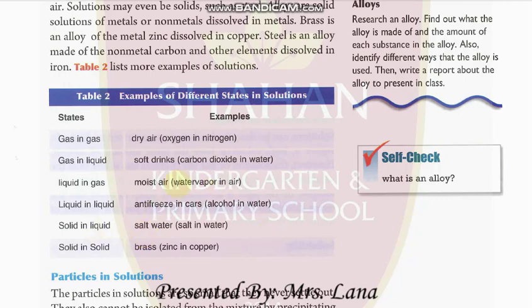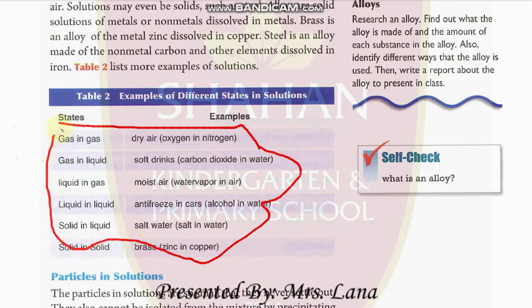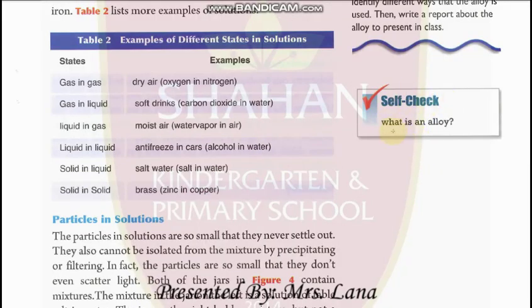These are the examples of solution, and please memorize all of these because it's very important. You must know the meaning of states of solution. We have this self-check. What is an alloy? Please solve this question for me. I will ask you homework in the meeting, inshallah.